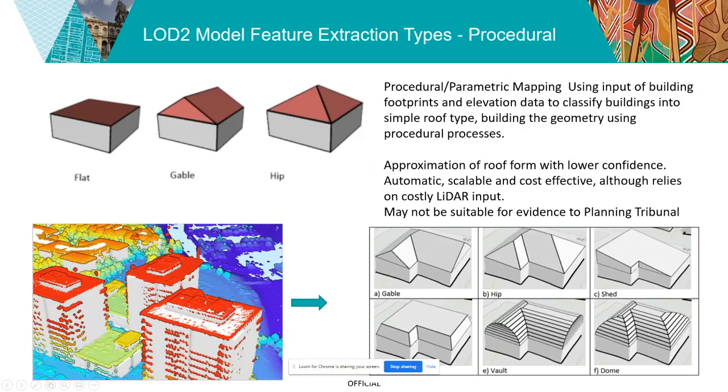Similar type of LOD2 models can be created automatically using a procedural or parametric algorithm to generalize the roof form into general types like flat, gable, hip, or sloped. These are great ways to create a general approximation of a whole entire cityscape with a large-scale automation.